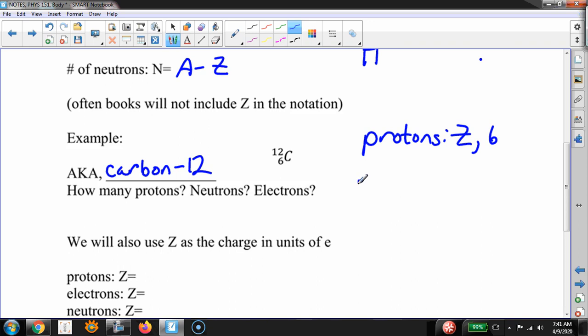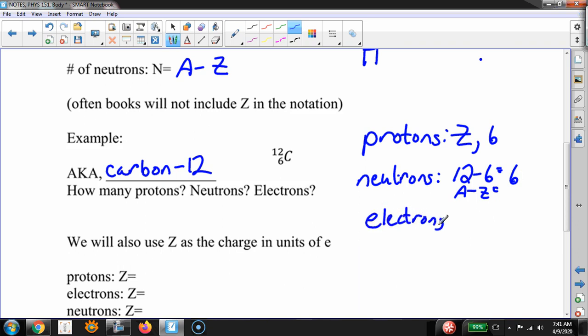The number of neutrons that it has is 12 minus 6. That is going to be A minus Z, which is equal to 6 neutrons. And then the number of electrons that it has, we'll assume that it has 6 electrons. Okay? That's assuming that it's not ionized, that it's an electrically neutral atom.